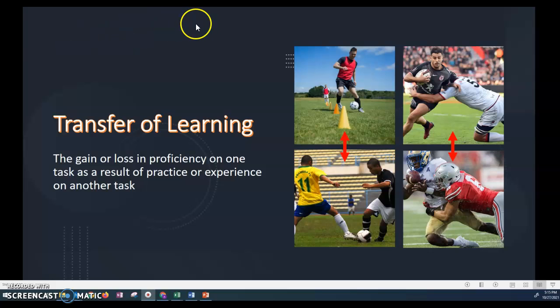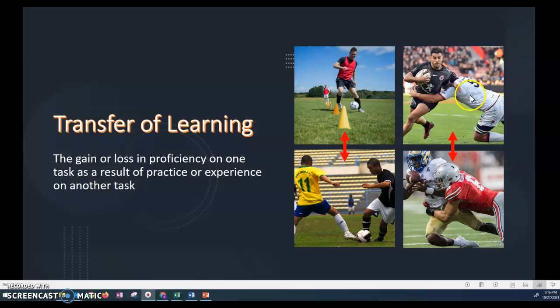Some examples up here in these photos are this soccer player dribbling through cones and gaining some proficiency through dribbling through these cones, and then trying to transfer that over into the game situation where he has to dribble around a defender. Another type of transfer here could be this transfer between tackling in rugby and tackling in football. You can see these skills are really similar. There's a couple of marked differences.